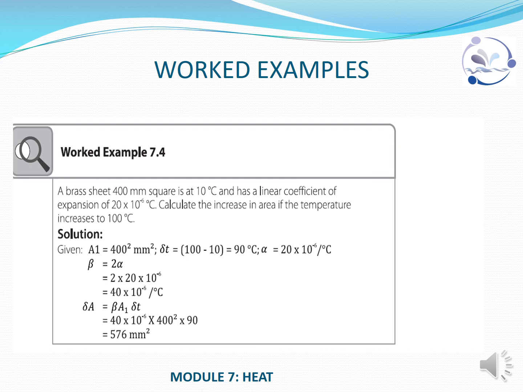Then the question says calculate the increase in area if the temperature increases to 100. Here we're given T1 and T2. Our formula for increase is: change in area is the same as original area multiplied by area expansion, or superficial expansion, multiplied by change in temperature. So here we're given a brass sheet of 400 millimeters. The area of a brass sheet, it's a square, so we're going to say 400 multiplied by 400, hence 400 squared. Then you get your answer.